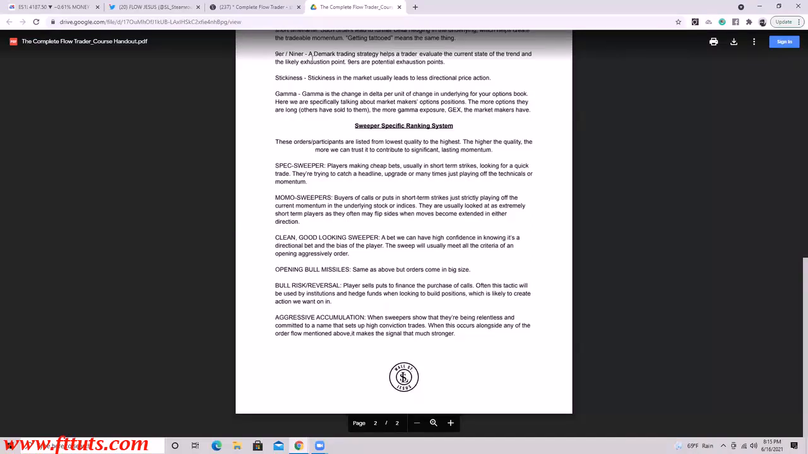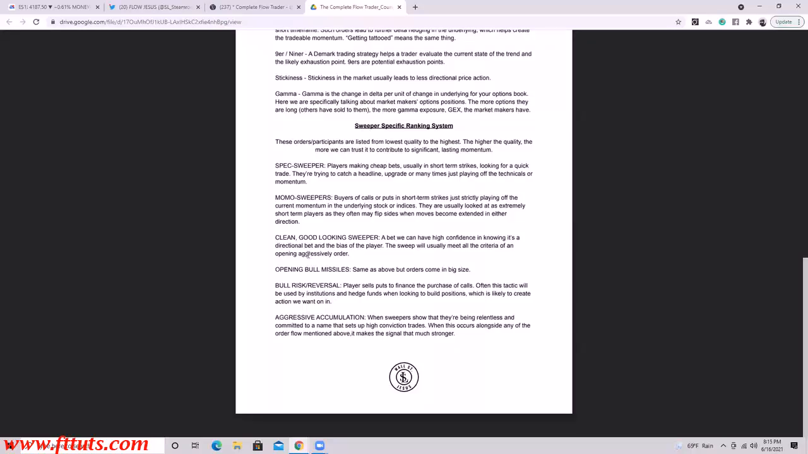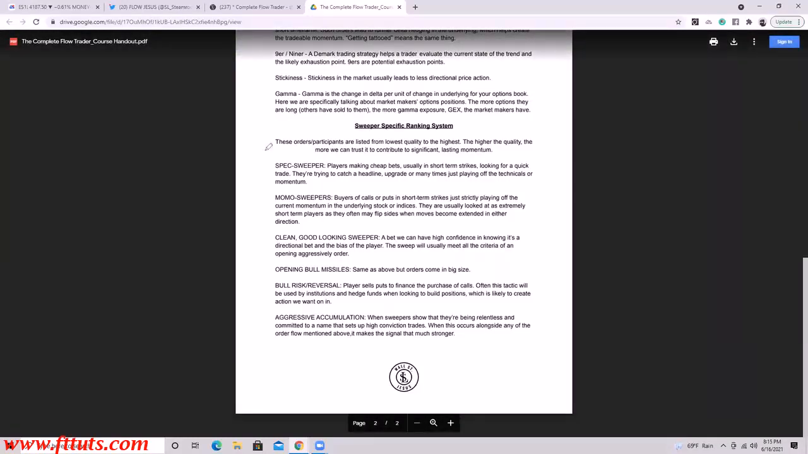All right, so that's next on the list here. As for now, there could be clean order flow in this makeup here. There could be opening activity in momo sweeps and spec sweepers. It's just going to be in weeklies and front month. What I mean here by clean, good-looking sweep, is that we have confidence in the direction and the bias of the player, okay?